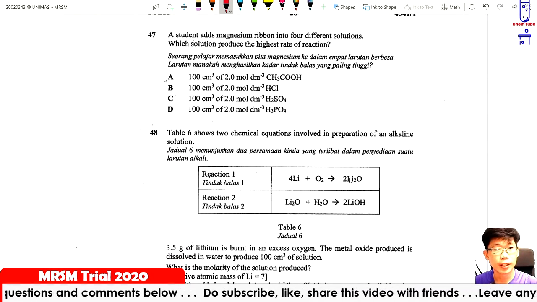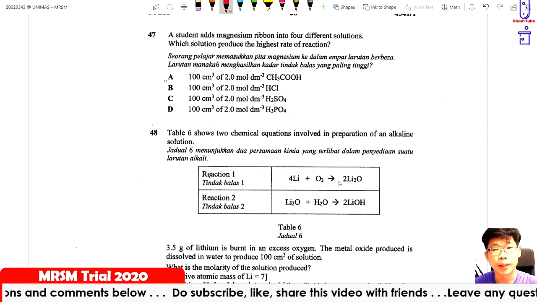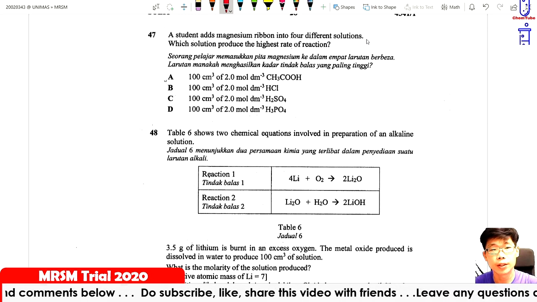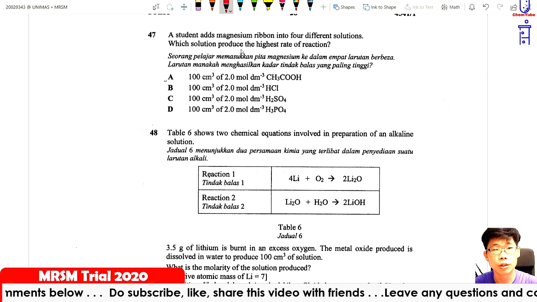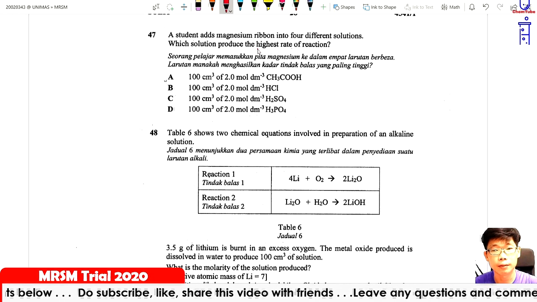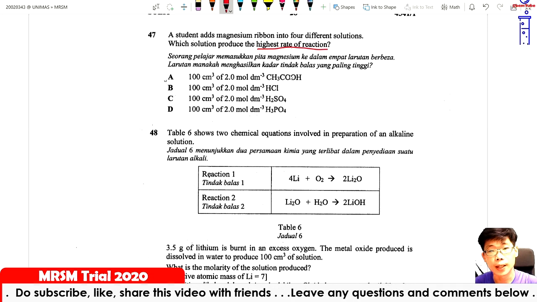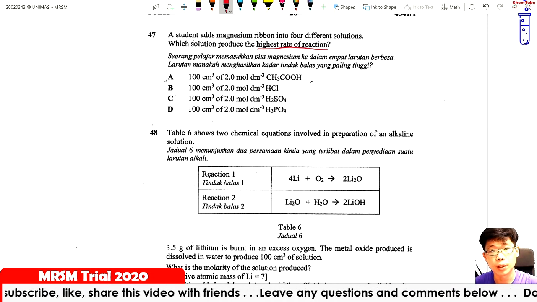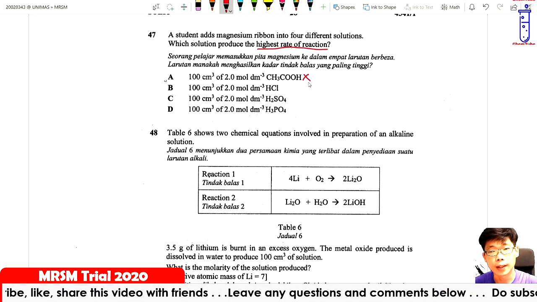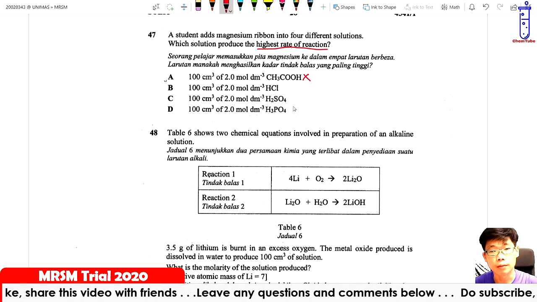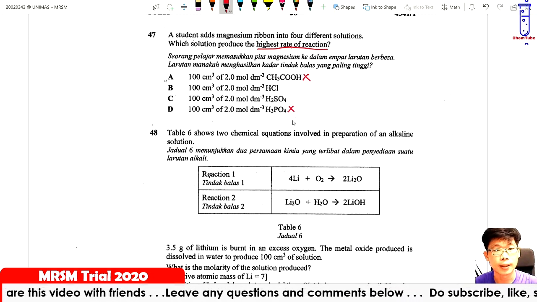Next question, a student adds magnesium ribbon into 4 different solutions. Which solution will produce the highest rate of reaction? So let's see. For the highest rate of reaction, we cannot choose the weak acid. Phosphoric acid is also a weak acid.